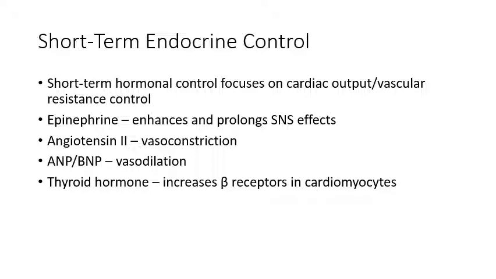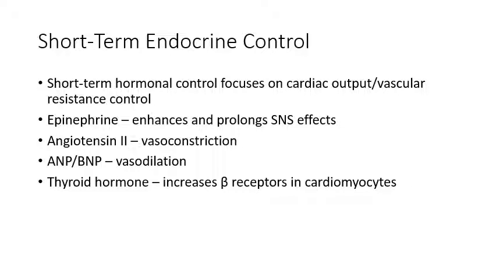ANP and BNP are both hormones that are released from the heart. That's atrial natriuretic peptide and brain natriuretic peptide. The BNP is actually misnamed. It's not released from the brain. It's released from the heart, from the ventricles. So it should probably be called VNP, but it's not.